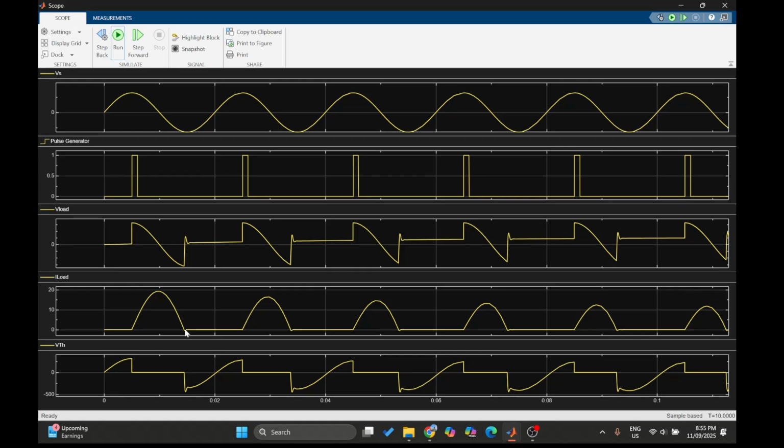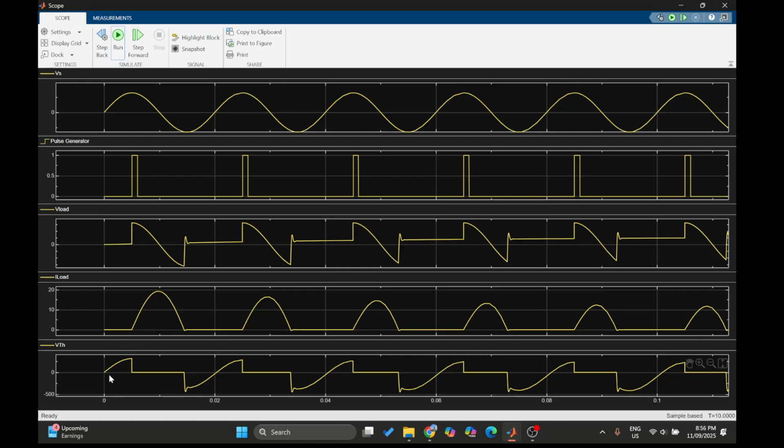Once the current is 0, the thyristor is reverse biased, and it blocks the current until the next pulse is triggered. So that will be repeating all along.